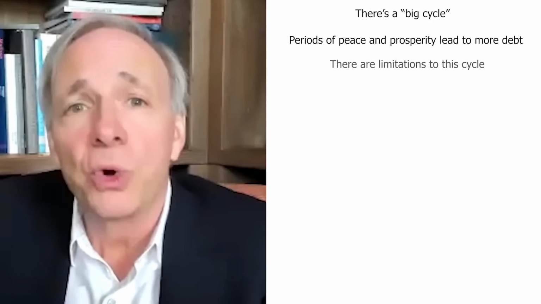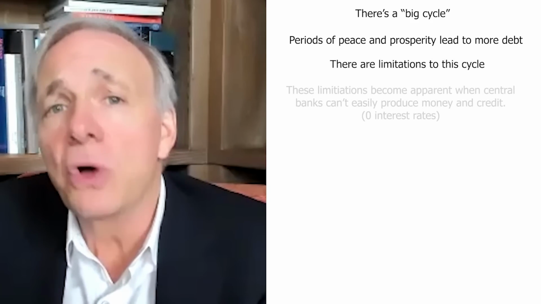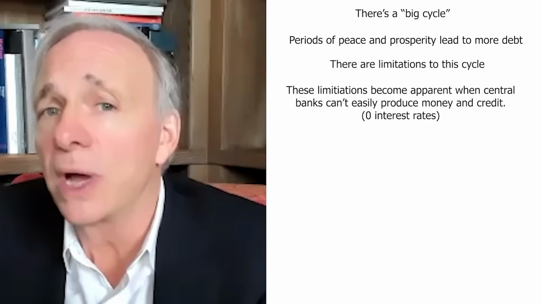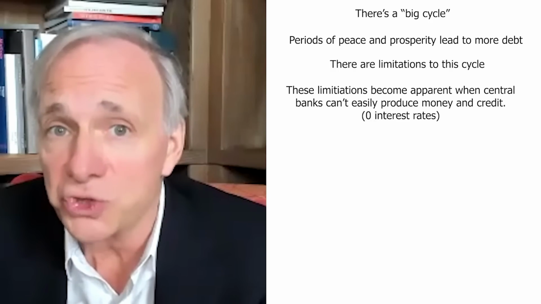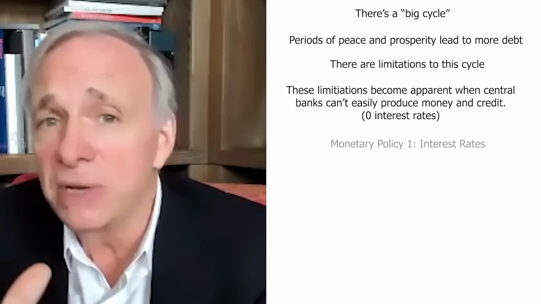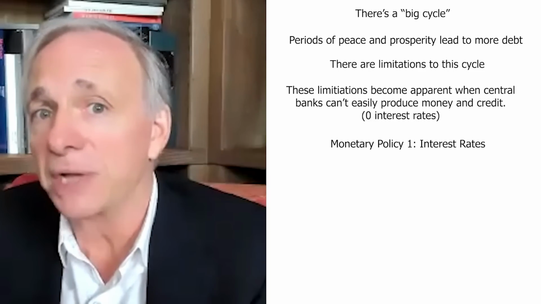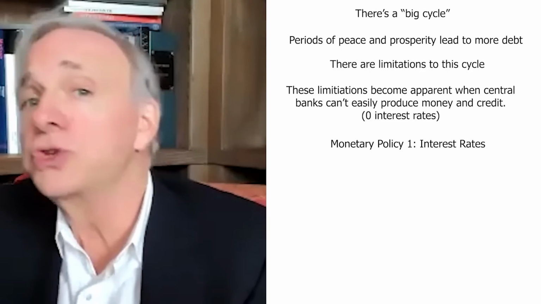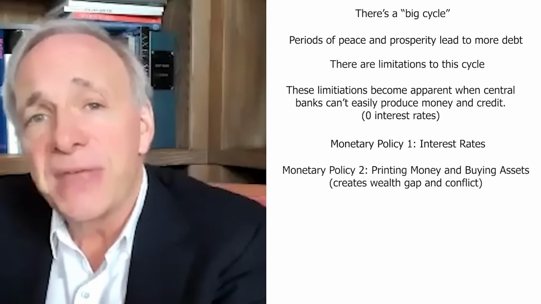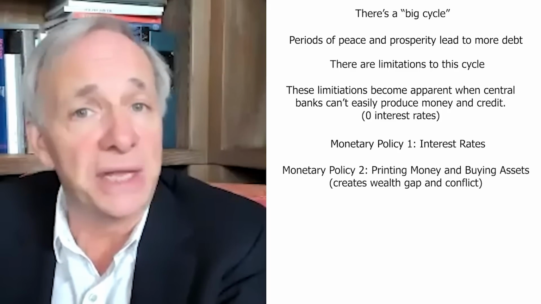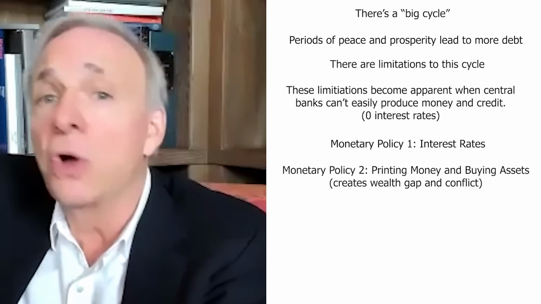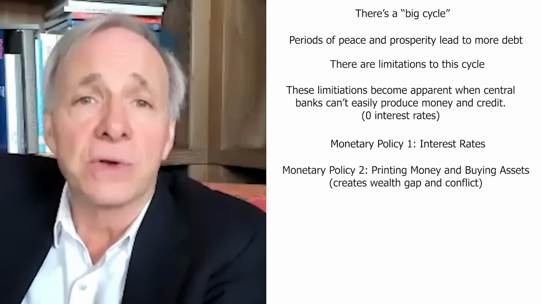But then you get to the point that there is a limitation to that. And those limitations become apparent when the central bank can't easily produce money and credit. That starts when you hit zero interest rates, because then you can't do it the same. Okay, then that's monetary policy one, interest rate monetary policy. When that doesn't work anymore, you go to the next type of monetary policy, which is printing money and buying financial assets. But those purchases of financial assets and other things widen the wealth gap, because those who have financial assets do better than those who don't, and you have a wider and wider wealth gap.